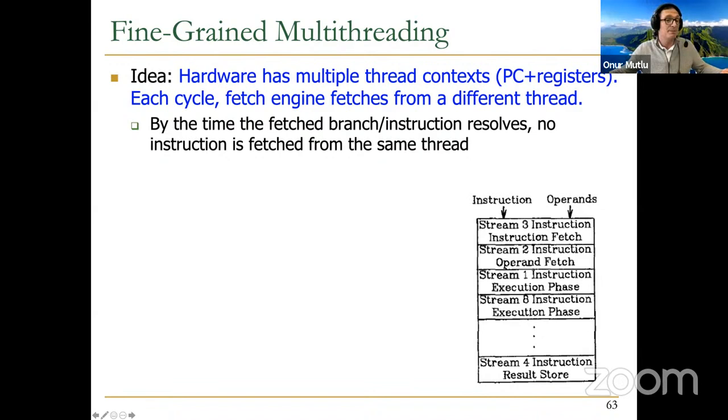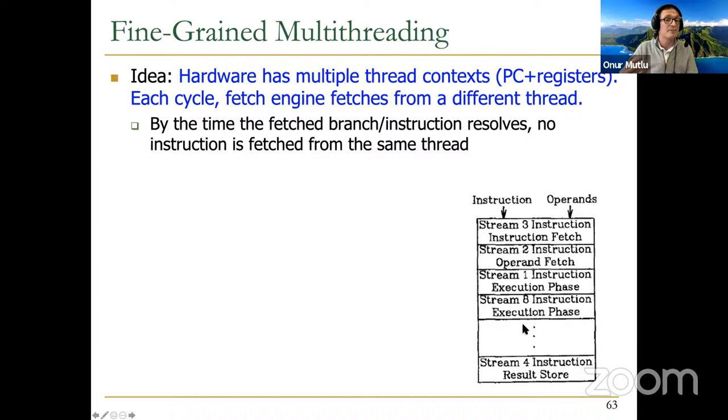So this picture shows it, for example. You're basically fetching from stream three, while stream two, stream is basically instruction stream, these are different threads. While stream two is fetching its operands, while stream one is in the execution phase, while stream eight is also in the execution phase, while stream four is storing its result in the pipeline. Basically, the pipeline is full with instructions from different threads, different instruction streams.